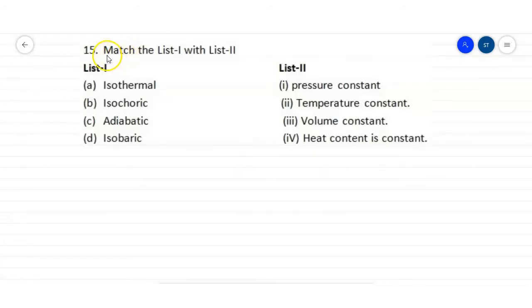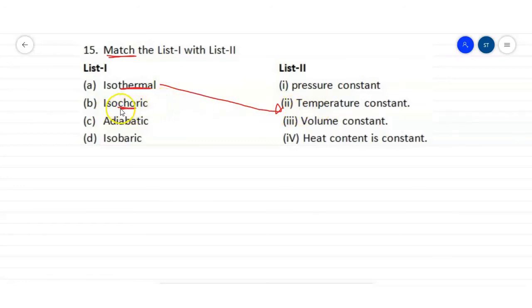Hello everyone, here we are given with a matching, and that too a pretty basic one. These are just definitions of the different thermodynamic process or polytropic process we have. So let us see one by one. A is given as isothermal process. Isothermal process is something in which temperature will remain constant. So for A we can take option 2 as correct.